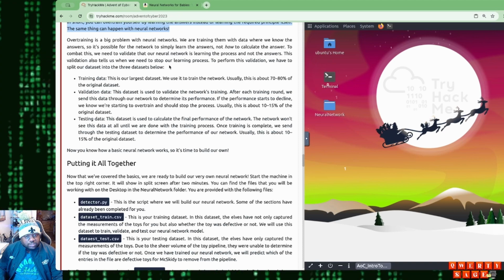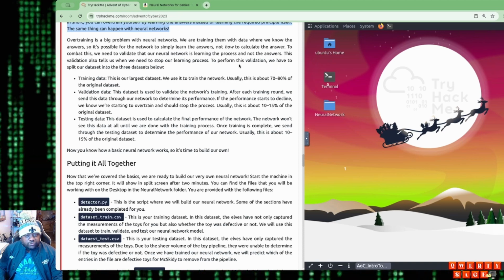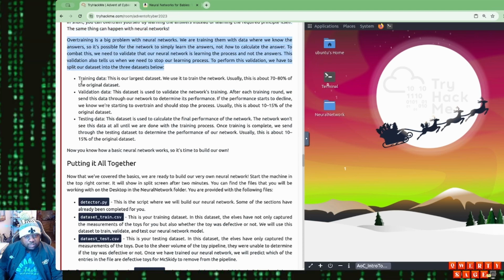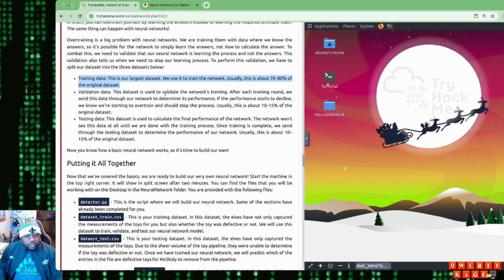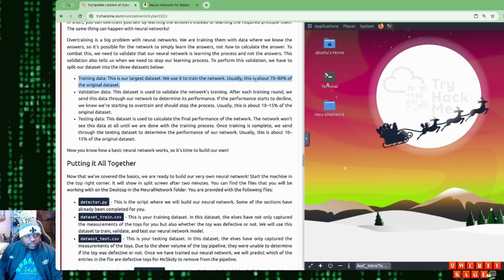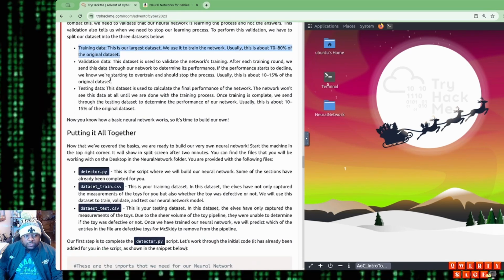This tells us that when we stop our learning process, we perform this validation. We split our data into 3 data sets. So we have training data. This is the largest set. We use it to train the network. This is 70-80% of the data set.